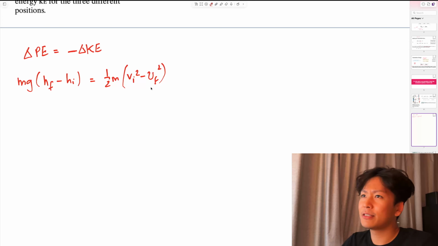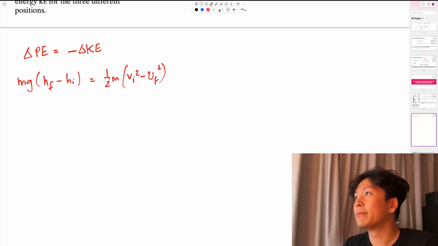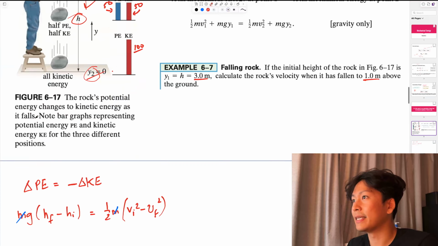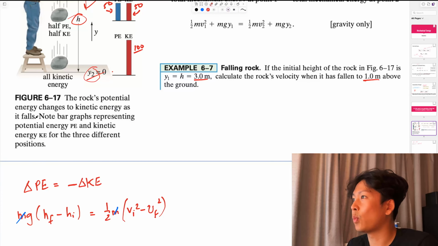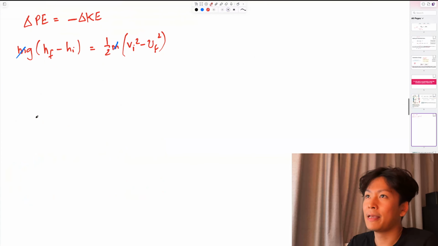All right. First thing you notice straight away probably is that there's m on both sides. So this m can cancel out with that m. So I don't actually need to know the mass of the rock, which is awesome. Then I know that my initial height is 3 meters and my final height is 1 meter. Okay, so let's plug that in.